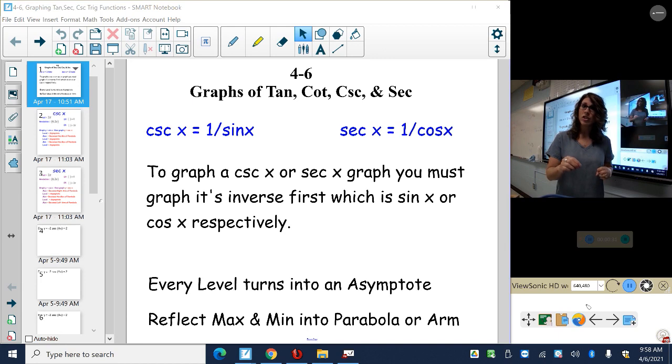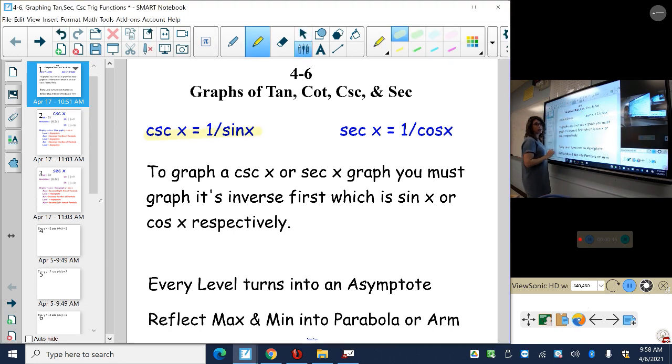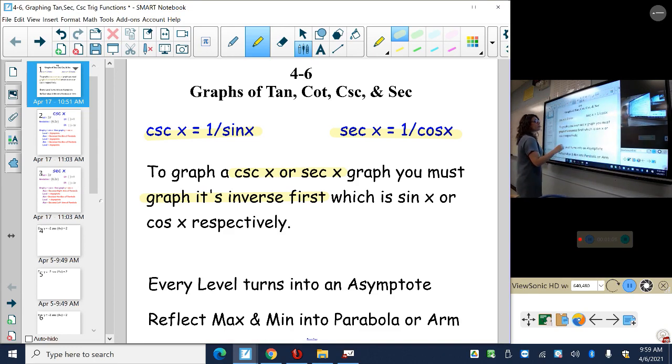However, tangent and cotangent have a different period than sine and cosine, so we have a little bit of tweaks on that one. The very first thing your brain needs to understand is that we're graphing the 4 remaining trig functions. Cosecant is the reciprocal of sine. Secant is the reciprocal of cosine, something we already know. To graph a cosecant or secant graph, you must graph its reciprocal function first, which is sine of x or cosine of x respectively.